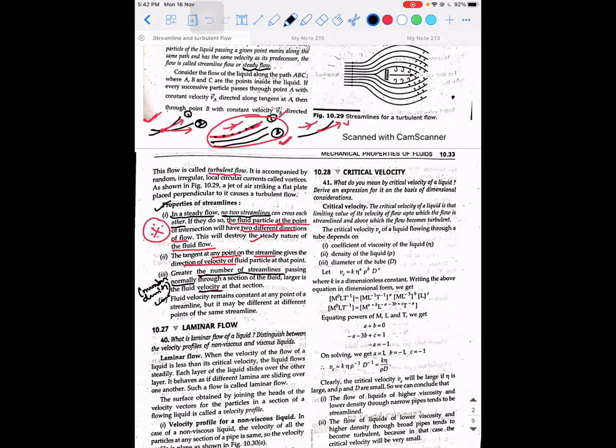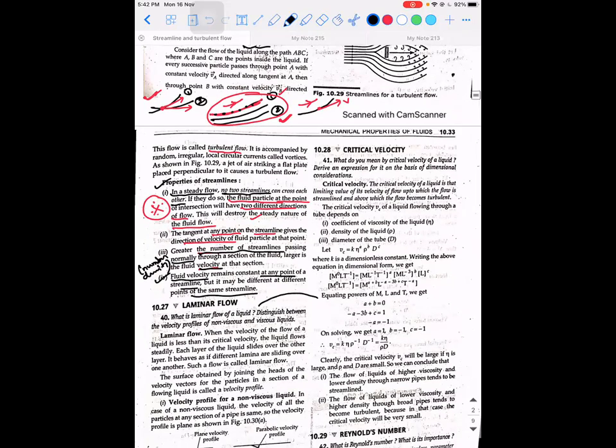Last point. Fluid velocity remains constant at any point of the streamline, but it may be different at different points on the same streamline. So what they're trying to say is, if I take only one streamline, at a given point, every particle should reach with the same velocity as the preceding particle. Whereas if I take different points on the streamline, the velocity at different points will be different.